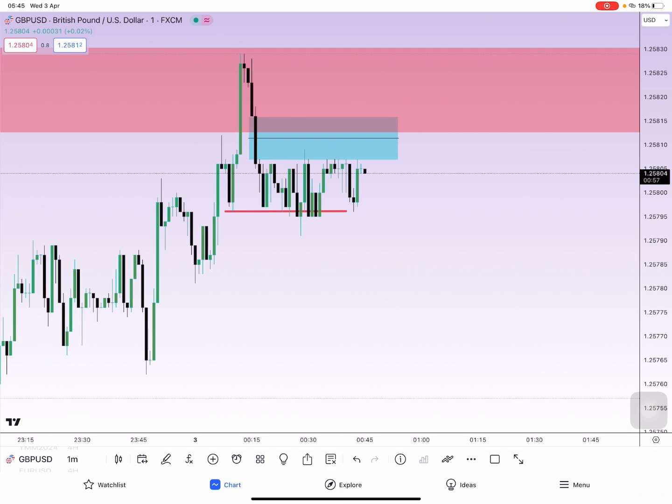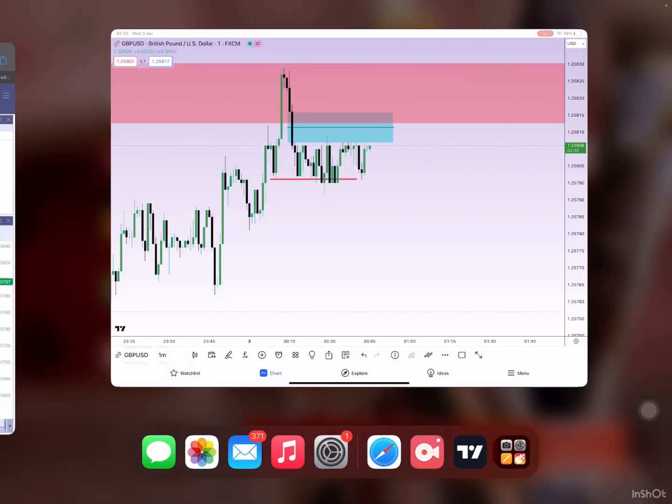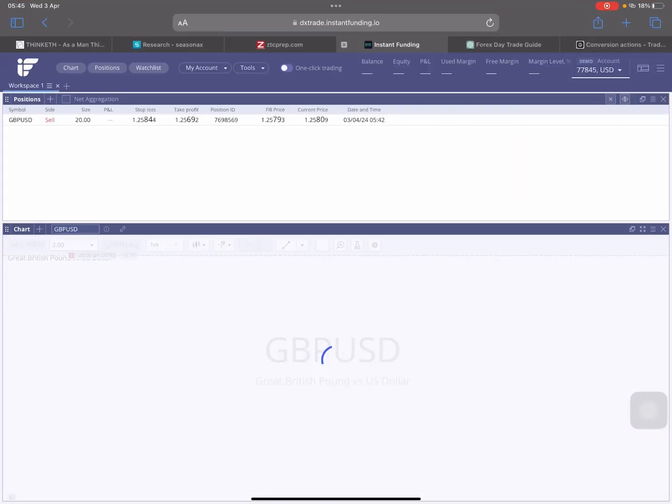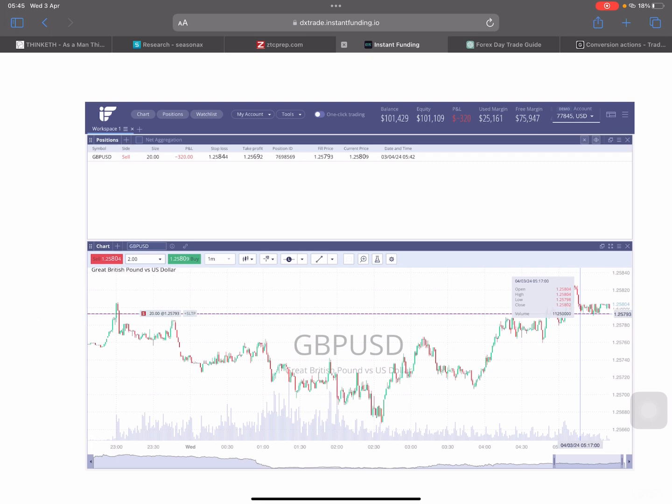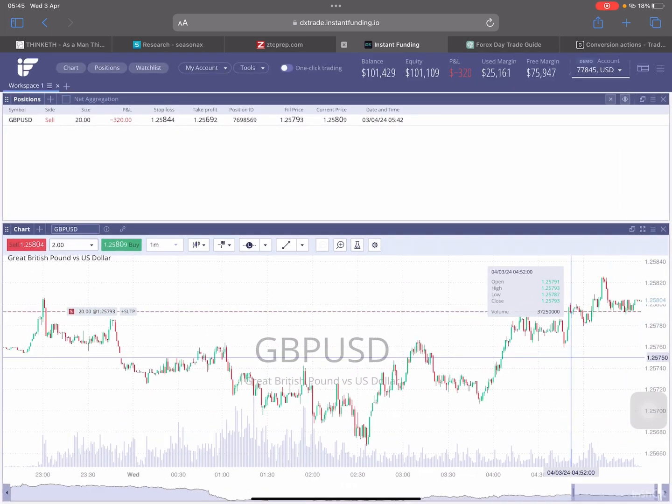So, pretty boring, consolidating. I have shown you my trades here. This is an instant funding challenge account, and I've been trading here for more than a month now, but I have placed very few trades, 3 or 4 trades. This is a 100k account, and right now it's at 1.1% profit.